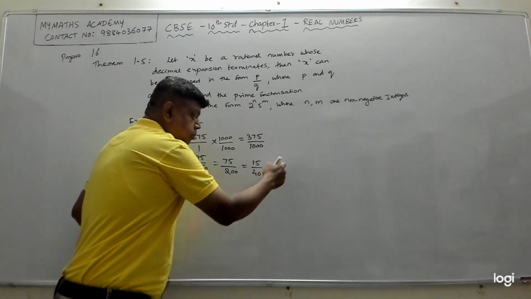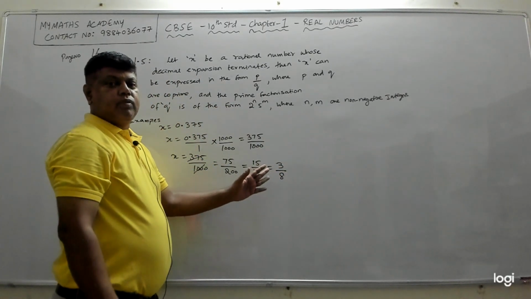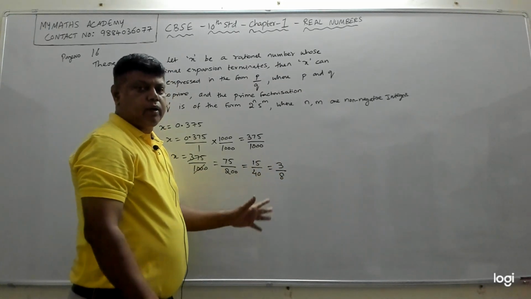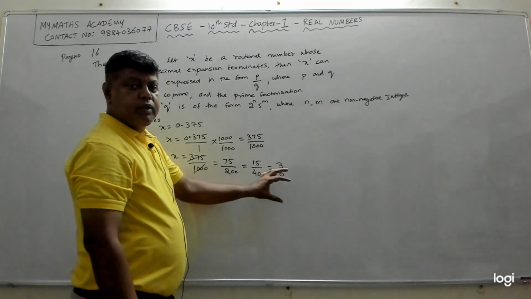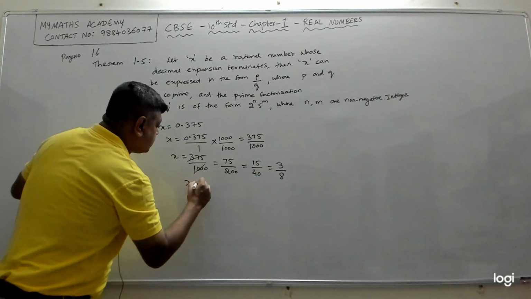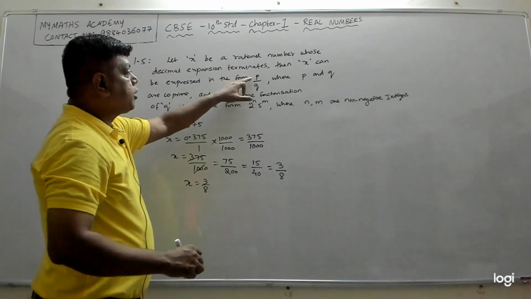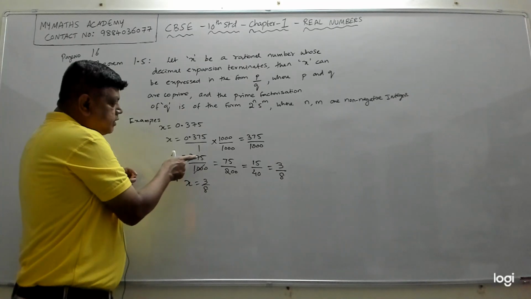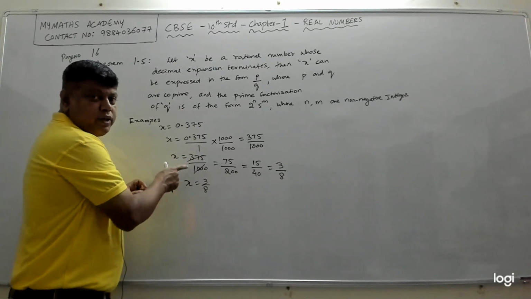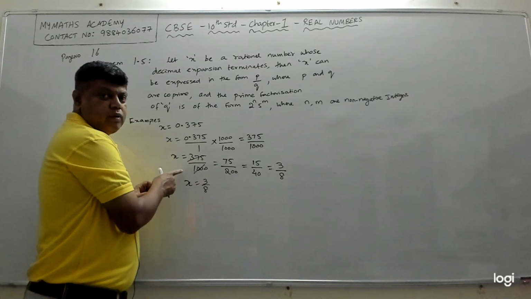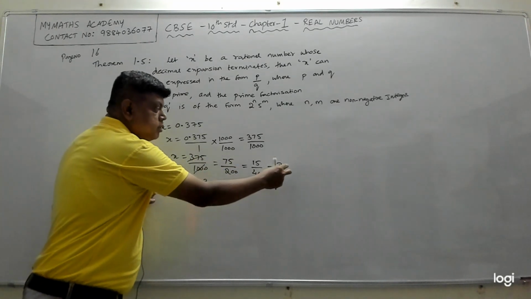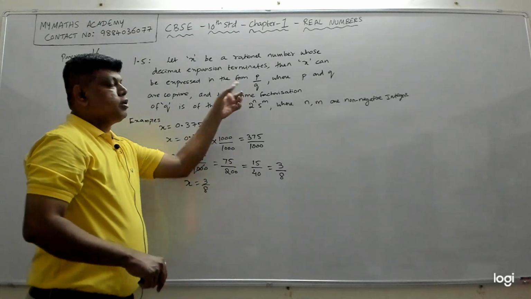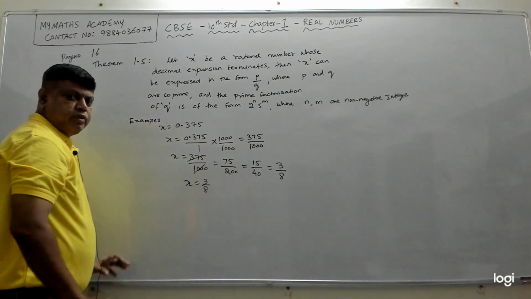Now can I further simplify 3 and 8? No, because there is nothing that will divide both 3 and 8. I can't cancel 3 and 8 with any common number. So now x becomes 3 by 8. This is in the form p by q. If we write x as 375 by 1000, it is not in the form of p by q. After simplifying, the simplest form of the fraction is what you should call p by q. Now it is p by q, 3 by 8.